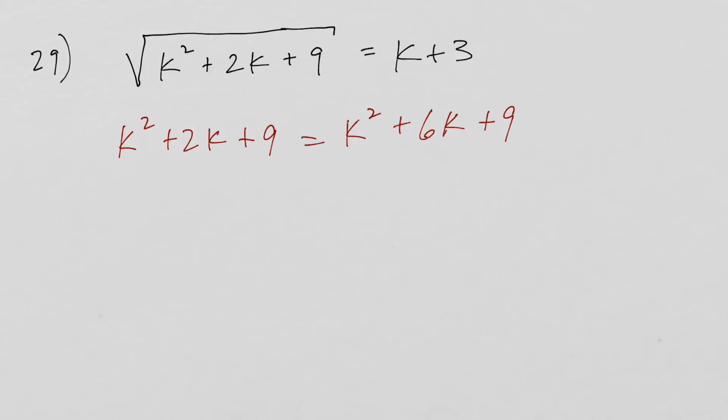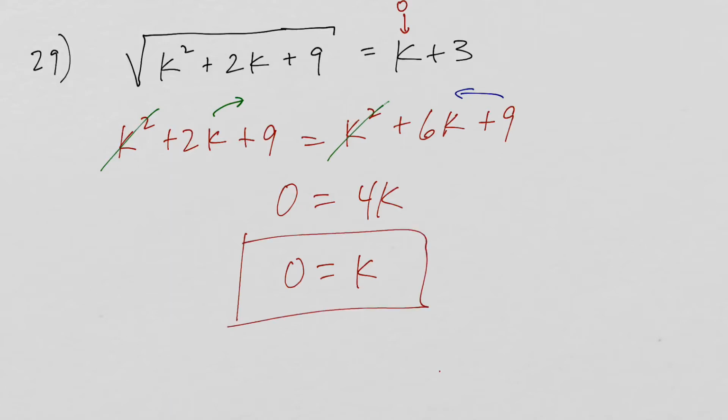Okay, now my k squareds drop out from either side through subtraction. I'll move this k over here. So I'll have 6k minus 2k is 4k. I'll move this 9 over here to the left by subtracting it, and I'll get 0. So this tells me that k is equal to 0. And that's fine because a 0 plus a 3 is a positive number. So that's not going to give us an extraneous root.